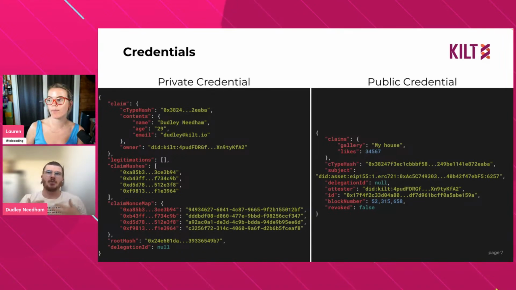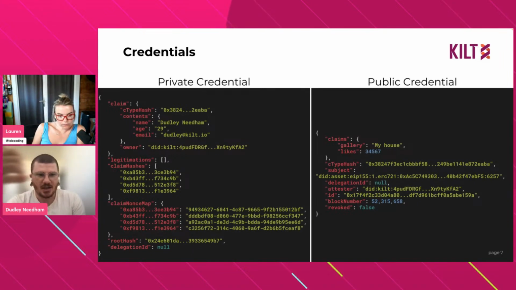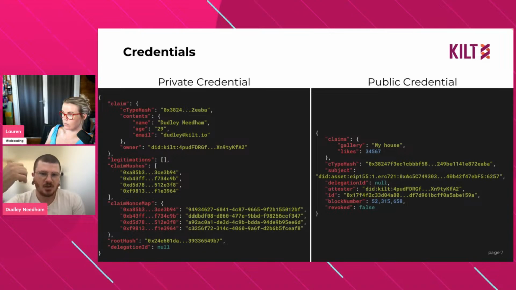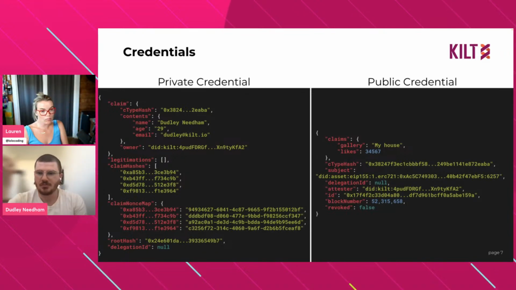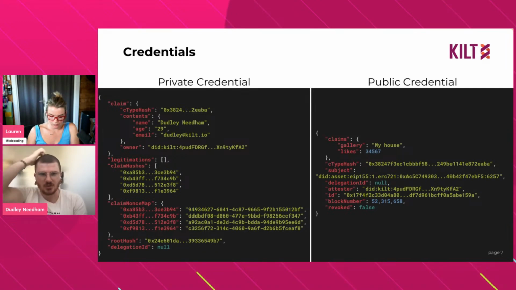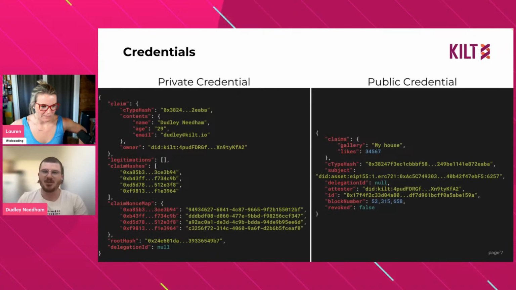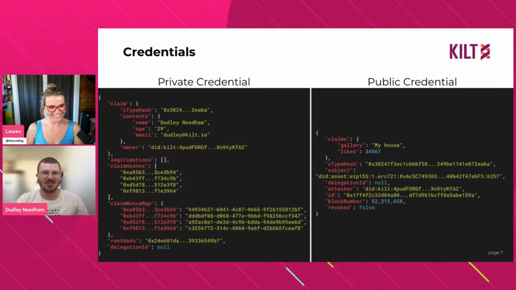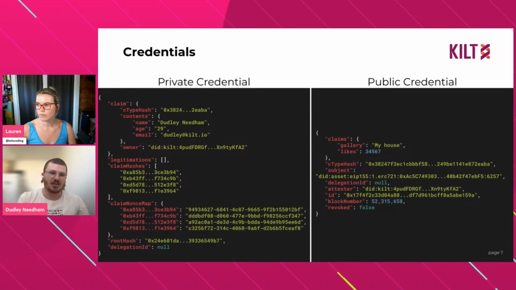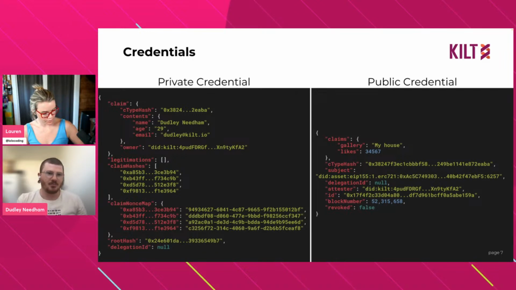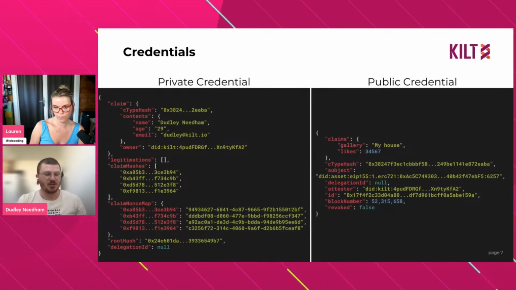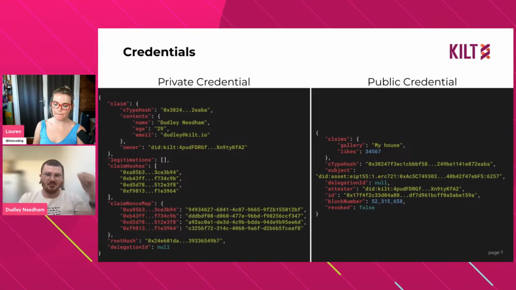However, you could have a credential like here on the left, which has my name, age and email. I might only want to disclose my email address to someone, because I don't want them to know that I'm 29 or my last name. Dudley at KILT.io is my business address that people can contact me on, and that is something I could share with someone and not share my age. They don't need to know how old I am. So again, it's down to both the verifier and the claimer, the person sharing the credential. Well, thank you for asking your question.